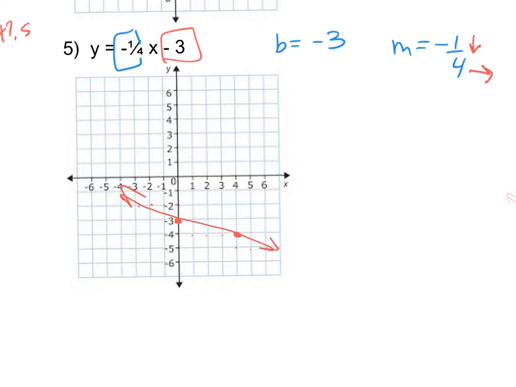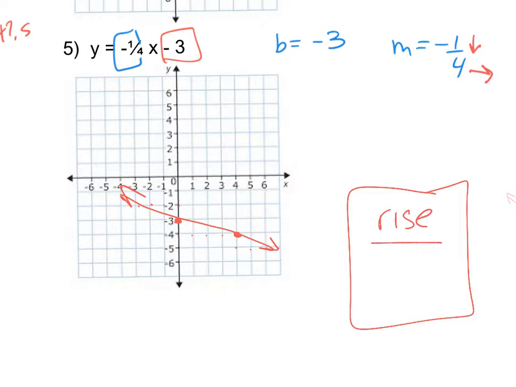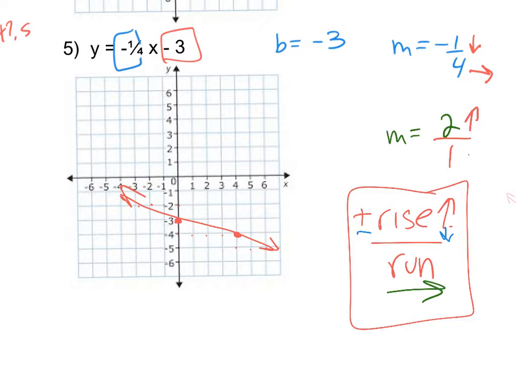The slope is a fraction, rise over run. If it's positive, you're going to go up. If it's negative, you're going to go down. But you will always run to the right. And if you have a whole number, such as 2, you must remember that the denominator is 1, meaning you go up 2 to the right 1.